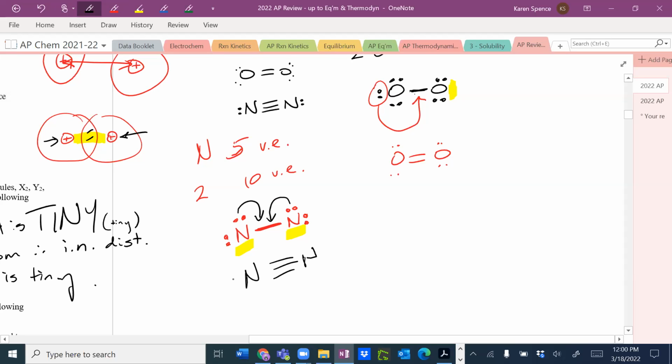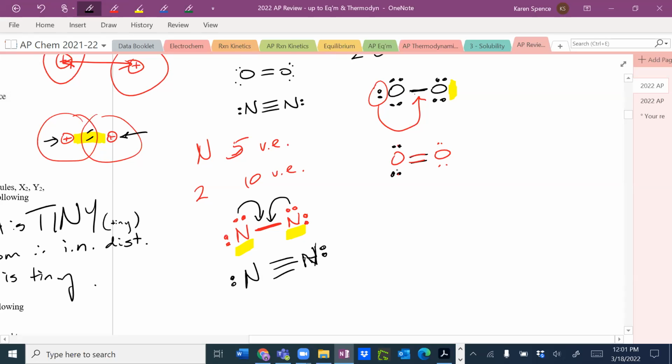Now each nitrogen has 4 electron pairs around it, 3 bonding pairs and 1 lone pair each. Whereas oxygen has 2 bonding pairs and 2 lone pairs each. Everybody has 8 electrons, a full octet.